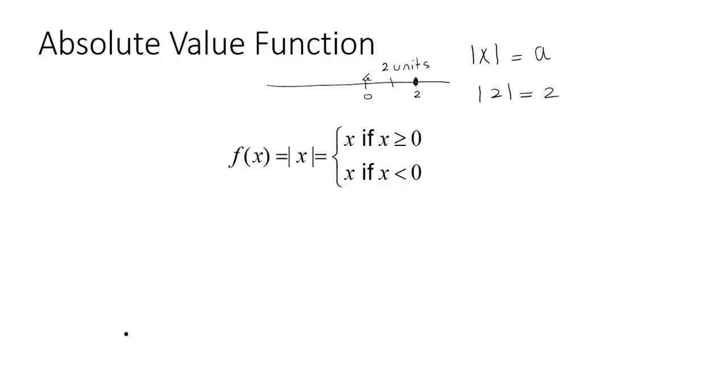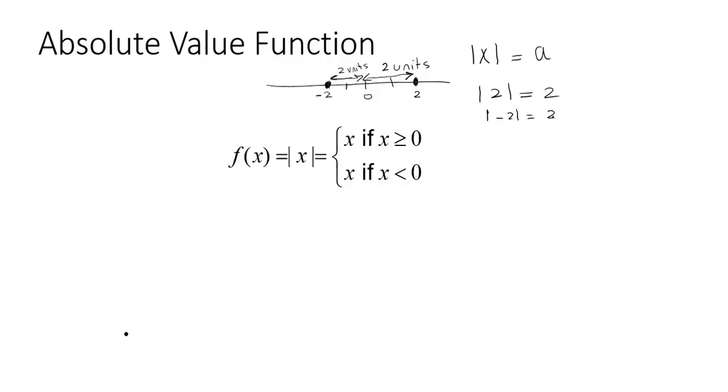Distance is always a positive number. So absolute value of 2 means how far number 2 is away from 0. Like absolute value of minus 2 means locate minus 2 on the number line and measure how far it is from 0. Still would be 2 units. You see the distance always corresponds to a positive number. So therefore, absolute value of minus 2 also would be equal to 2.